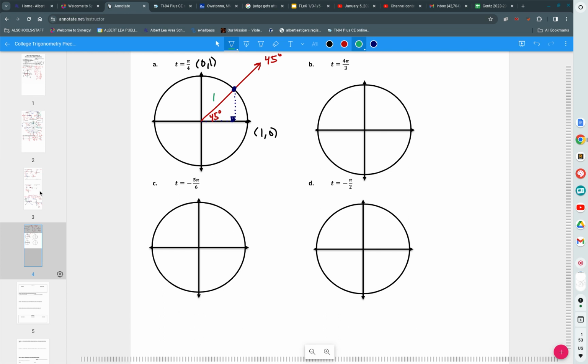Now remember, the work we did up above, if this is 1, what do we do to get this side? We divide by the square root of 2. 1 divided by the square root of 2. I don't leave the square root of 2 in the denominator. I multiply the top and bottom by the root of 2, and I get the root of 2 over 2. That is the bottom. The side will be the same length, root of 2 over 2.